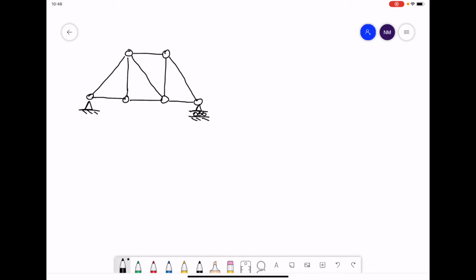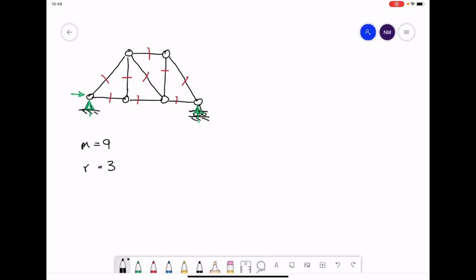In this example, we're going to count out the number of members, the number of reaction forces, and the number of joints. So for the number of members, we have 1, 2, 3, 4, 5, 6, 7, 8, 9 members. R for the number of reaction forces. Remember, a fixed support gets replaced by 2 reaction forces and a roller gets replaced by 1. So we have 1, 2, 3 reaction forces in total.